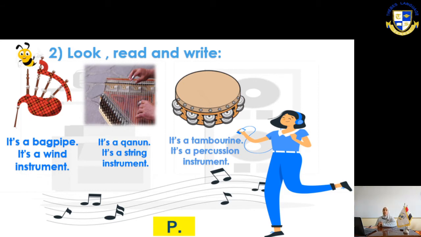Now, exercise number 2, look, read, and write. Picture number 1, it is a bagpipe. It is a wind instrument. A bagpipe is a wind instrument. Picture number 2, it is a qanun. It is a string instrument. Picture number 3, it's a tambourine. It's a percussion instrument.